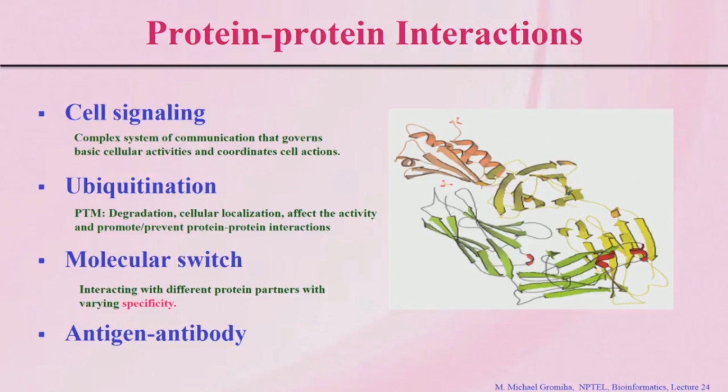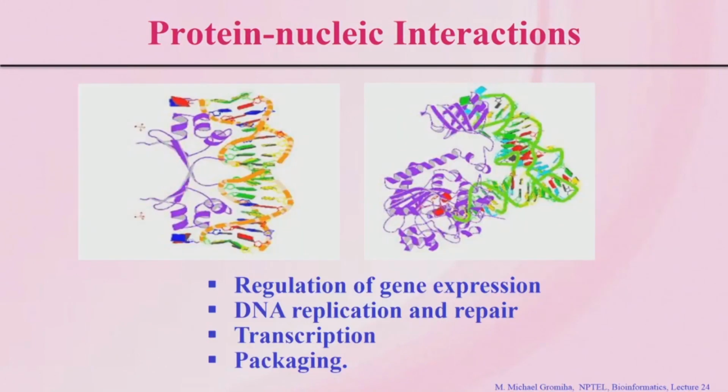Likewise, antigen antibody interactions are mostly part of immunological processes. You can see the interaction between the antigen and this antibody, which is important for recognizing invading bacteria and viruses. Likewise, protein nucleic acid interactions are important for the regulation of gene expression, DNA replication and repair, and also transcription, packaging and so on.